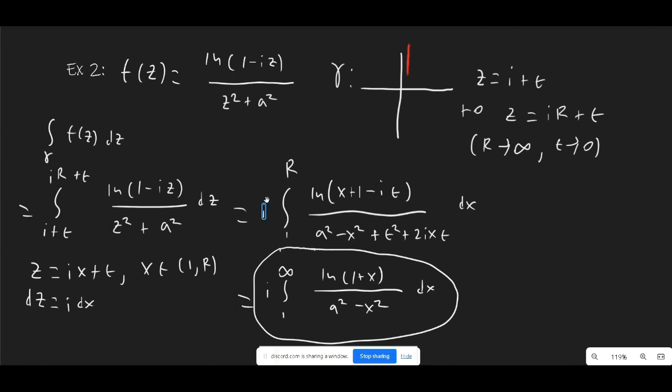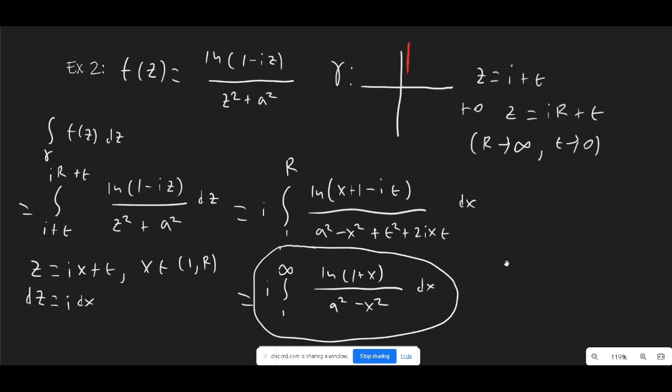dz is going to be i dx, and then that allows us to go ahead and plug in everything right here. We get an integral from 1 to r, and then we let r go to infinity and epsilon go to 0. And we get i times the integral from 1 to infinity of ln of 1 plus x over a squared minus x squared. Very nice.